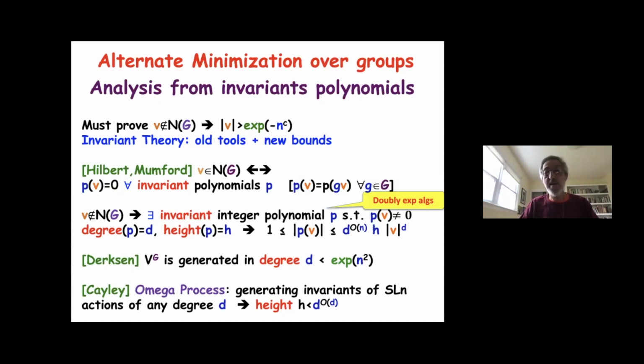So that's the whole analysis of all these alternate minimizations over groups. Maybe I'll ask for questions. No? Okay, all right. So good. So we have another. Yeah.